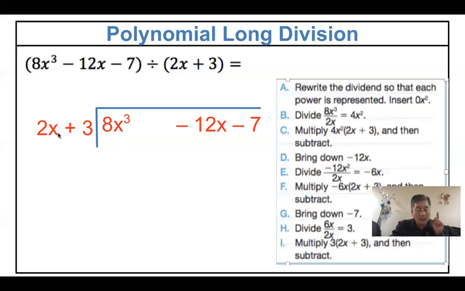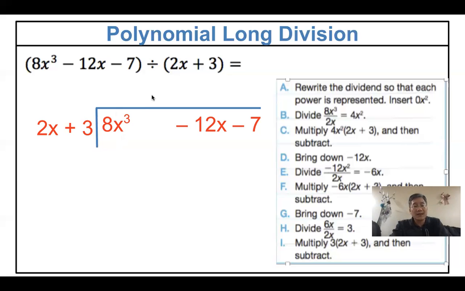So we are now focusing on the first term only. 2x times what will make 8x cubed? Anybody get it? 2x times what will be 8x cubed? So 2 times 4 is 8. x times what is x cubed? 4x squared, right?